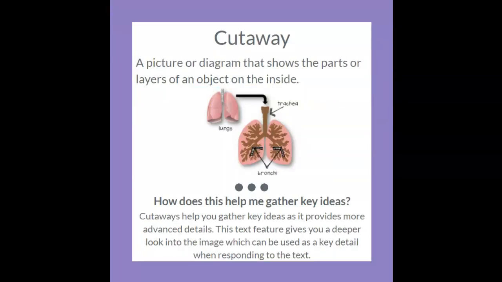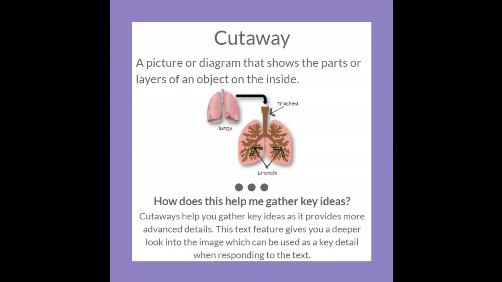Cutaway. A cutaway is a picture or diagram that shows the parts or layers of an object on the inside, okay? So if the writing piece is all about lungs, then this cutaway here shows me the insides of the lungs, okay? It just adds that extra piece of information. The text feature really helps us understand more and helps us get a clearer understanding of what the lungs are actually like. What are they like on the inside?